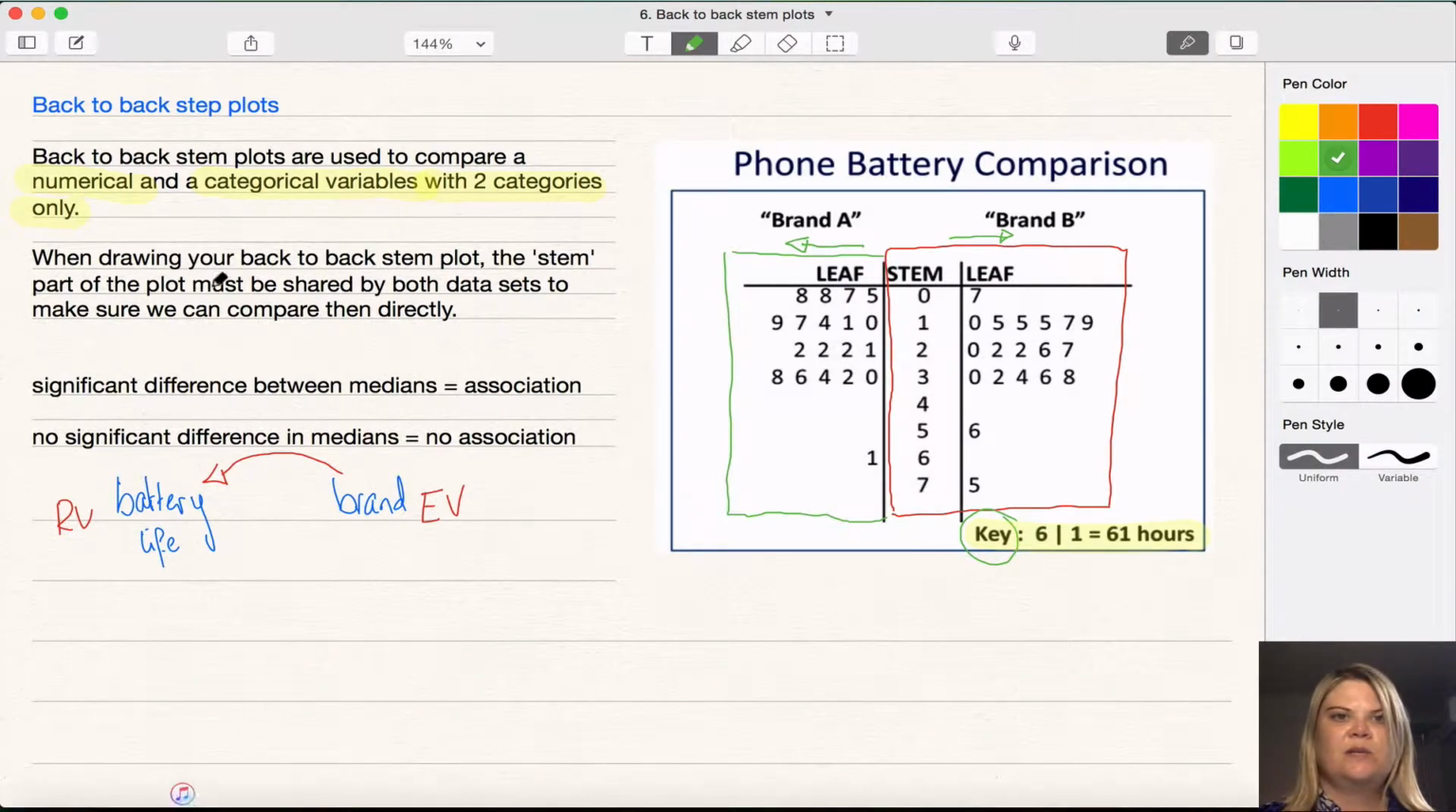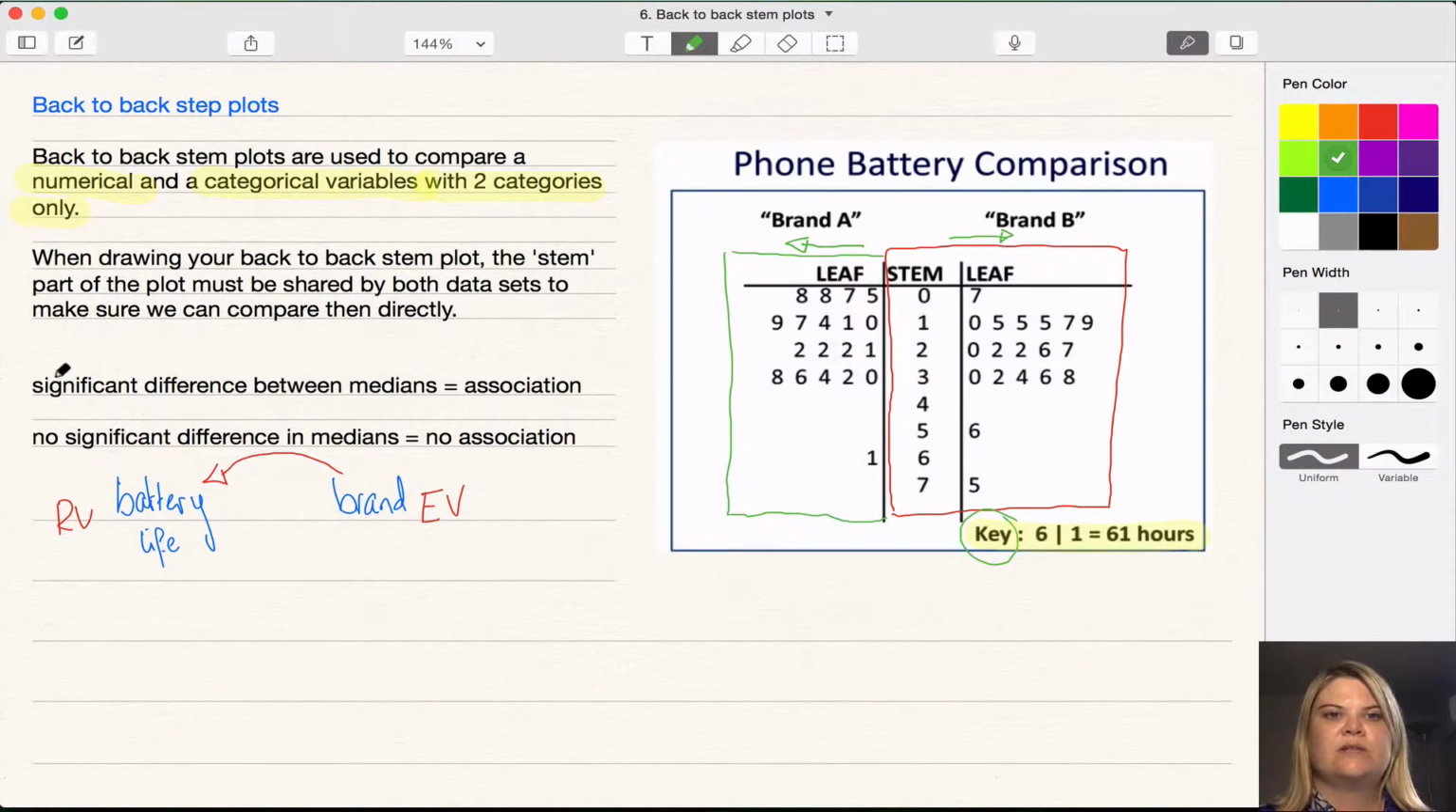A couple of points here. When you're drawing your back-to-back stem plot, the stem part of the plot must be shared by both data sets in order to compare them directly. It's like when we're doing box plots and dot plots, you need to have them on the same scale. For a back-to-back stem plot, you need to have the stems the same.